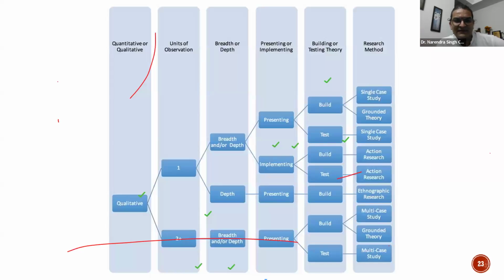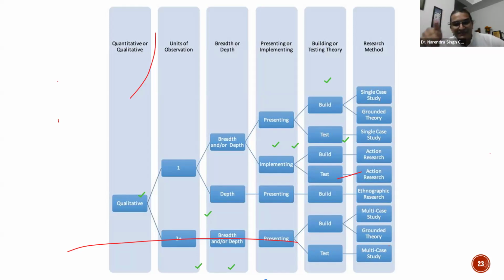If I want to study the breadth or depth, presenting, or if you want to go for the presentation, I can build theory or I can test theory. So I can go for a single case study or I can go for grounded theory. If I want to test something, I can go for a single case study. If I want to implement something, that is building and testing, I can go for action research.